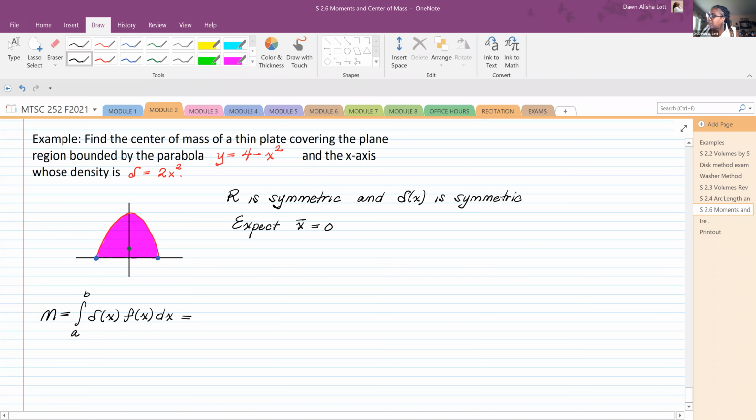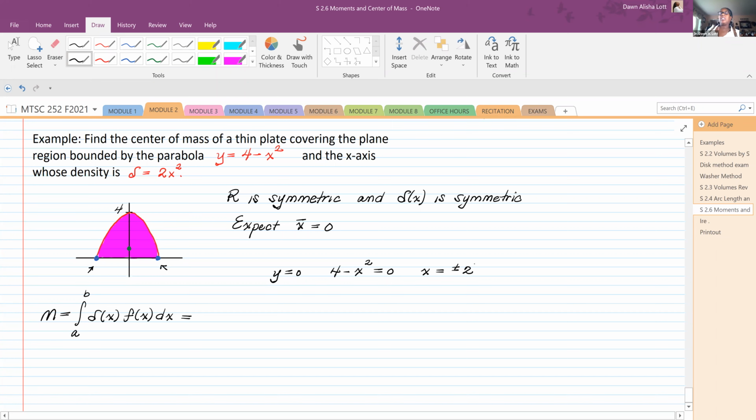Okay, well, when x is 0, y is 4. So that height is 4. Now what happens when y is 0? y is 0 down here, right? So when y is equal to 0, I get 4 minus x squared is equal to 0. What is x? Positive and negative 2. So my x's are positive and negative 2.